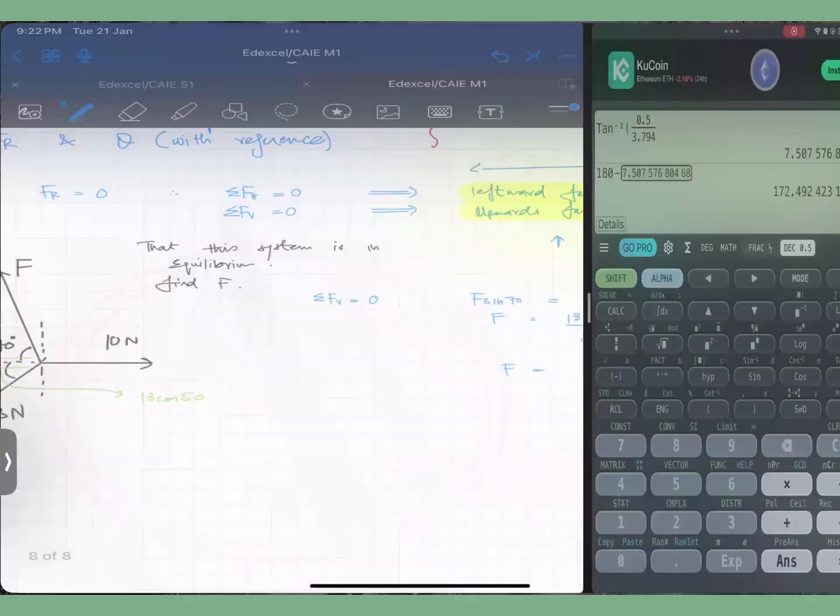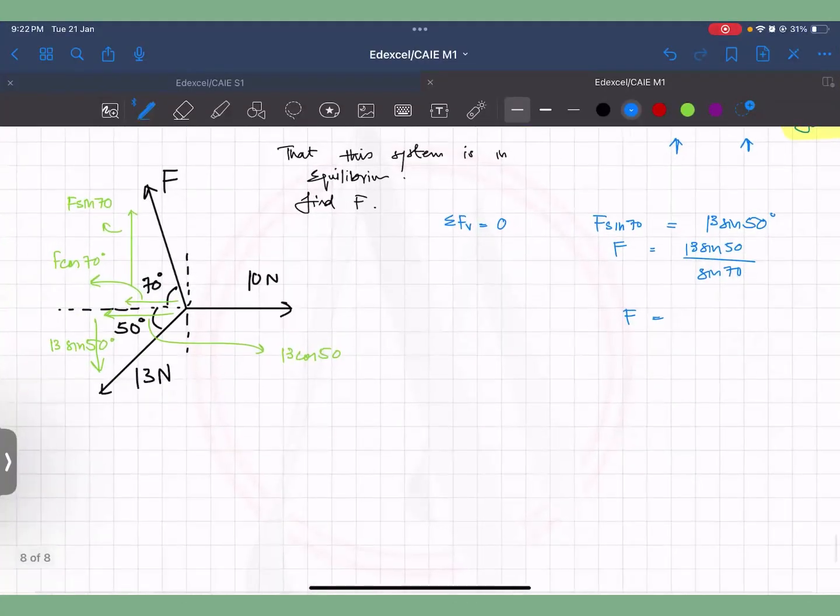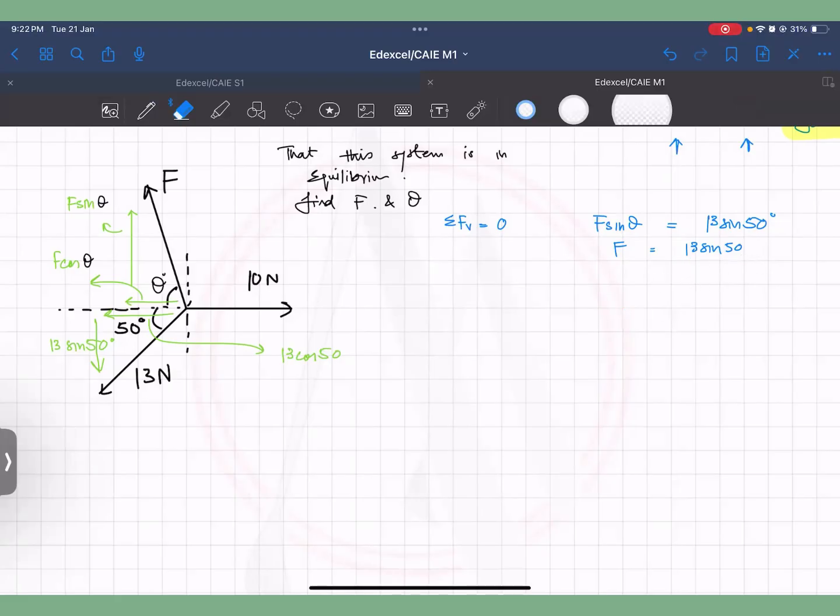I think the question is right now not a very great one. Let me correct this question. Let this also be unknown theta. You don't know this theta. Find F and theta. So this would be F sine theta, F cos theta, and this is the first equation that you get. Most of the time the question would be something like this. This is a better question.